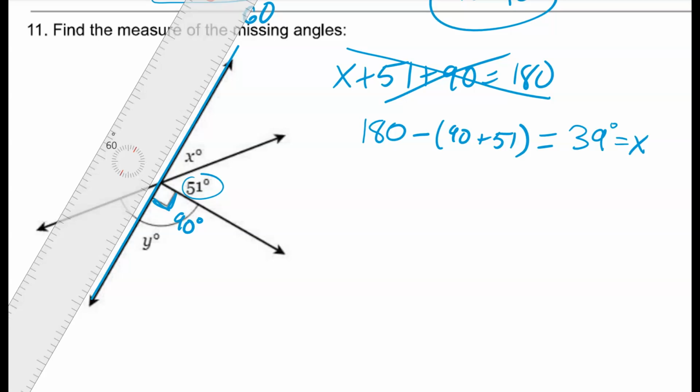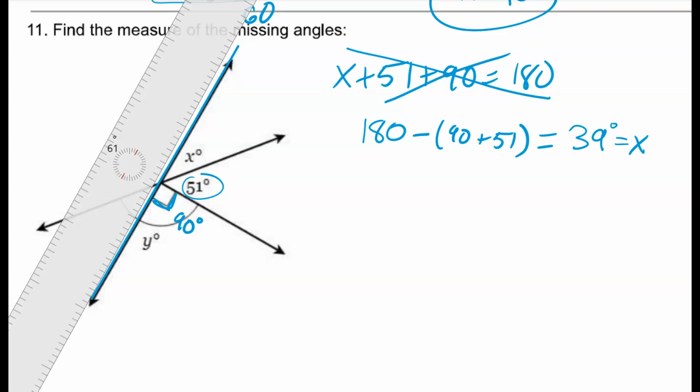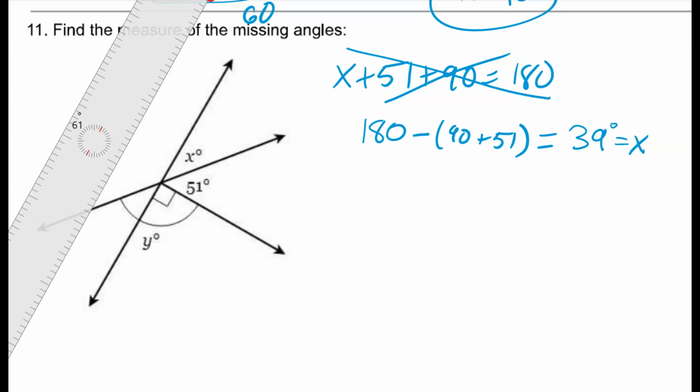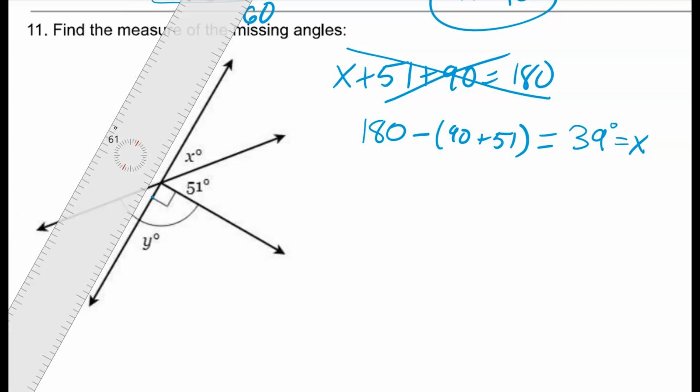Now, if you didn't see that straight line, or if you were thinking a little bit harder, you might say that if the whole line is 180 degrees, and this piece is 90, the other half should be 90 as well. So you could just say, oh, 90 minus 51 is 39 degrees, and you don't have to go through any of that process. So notice how many different ways there are to approach this depending on how you see the angles.